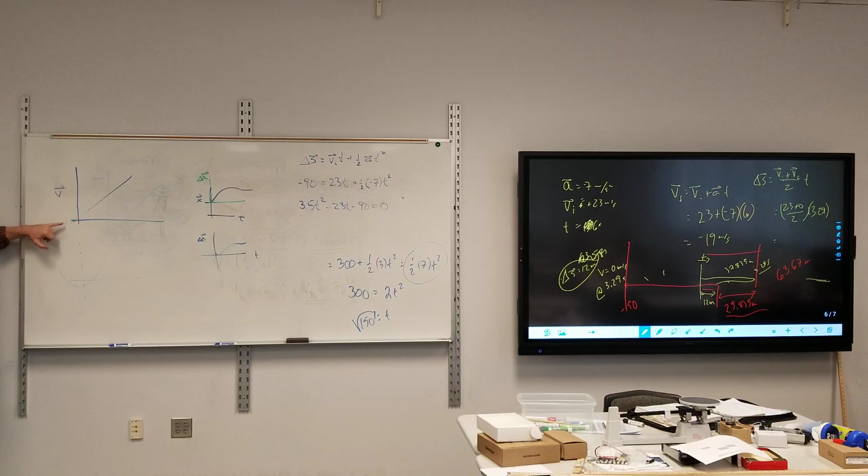So the crude sketch here, we'll worry about how much we need to shift it, but we start out with a negative slope, we have a 0 slope, and then we have an increasing positive slope. So negative slope, 0 slope, increasing positive slope.